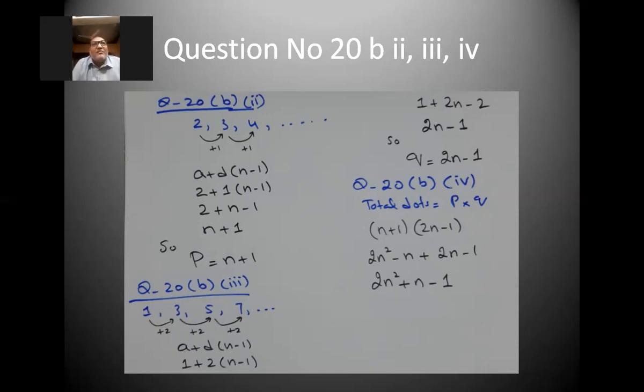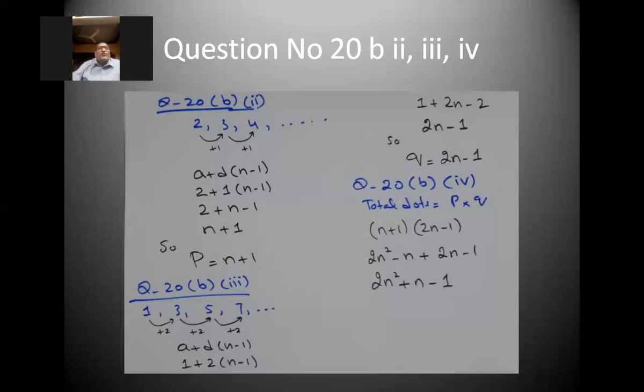D means the common difference, which you add to get the next term, or you subtract to get the next term. So A plus D bracket N minus 1. A is 1, D is 2. 1 plus 2 bracket N minus 1. So you will have 1 plus 2N minus 2. So 2N minus 1. So the Q value will be 2N minus 1.